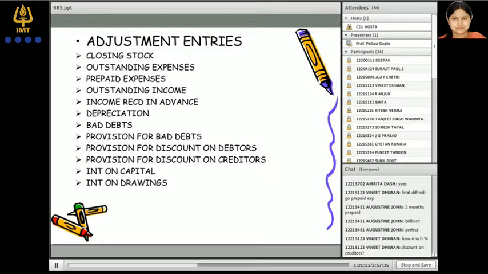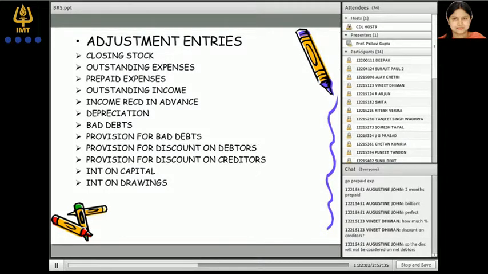Then next thing is provision for discount on creditors. Now creditors are the persons to whom you have to give the payment. You have to make the payment. So creating a provision for discount on creditors means you are creating an income for yourself. You are creating an income for yourself.